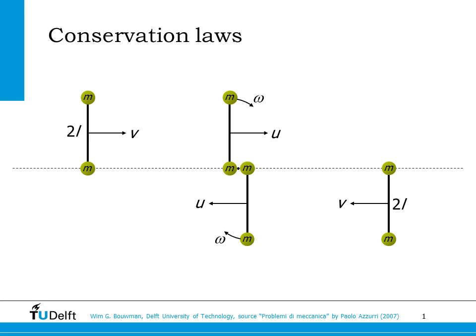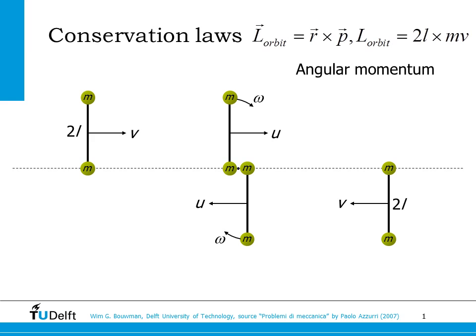Now that we have the coordinates, we can solve the problem by applying the conservation laws that we know. First, let's take a look at the conservation of angular momentum. We have an angular momentum connected with the orbit that is equal to the arm times the linear momentum.